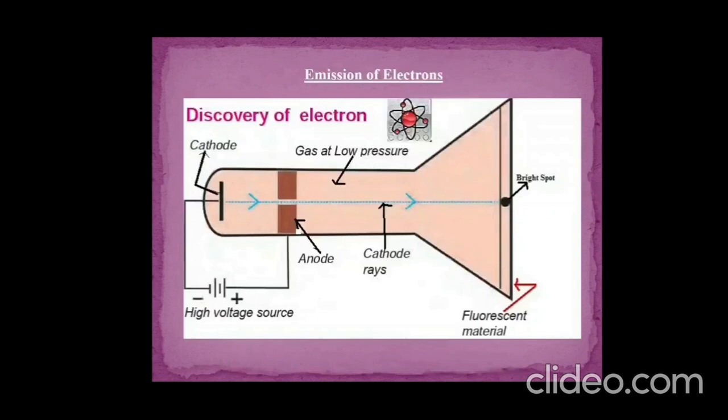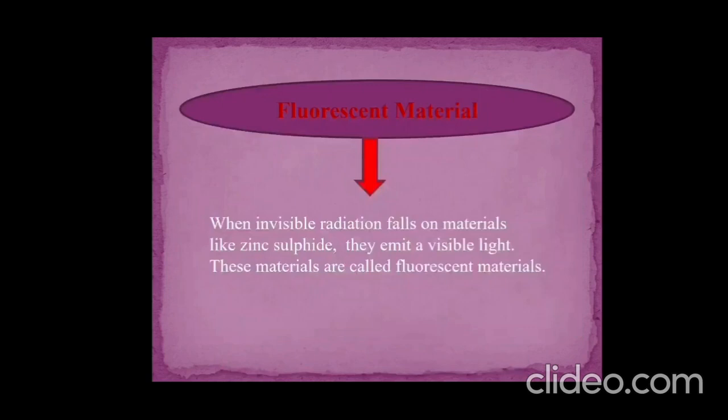Here you can see the electrons striking the fluorescent material. What is this fluorescent material? When invisible radiation falls on materials like zinc sulfide, they emit visible light. These materials are called fluorescent materials. I repeat, when invisible radiation falls on materials like zinc sulfide, they emit visible light, and you can see that light.